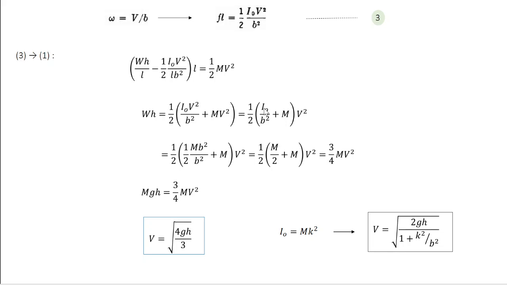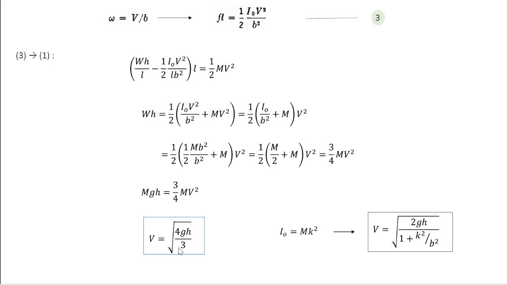I naught, the moment of inertia of the drum about its center of mass, is nothing but half mb square. So this is half into half mb square by b square plus m, into v square. B square cancels, so I have half into m by 2 plus m, into v square, which is 3 by 4 mv square. So weight W is nothing but mass m into g. So the left hand side is mgh, which is equal to 3 by 4 mv square. From this I can get a simple expression for the velocity: v equals square root of 4gh by 3.